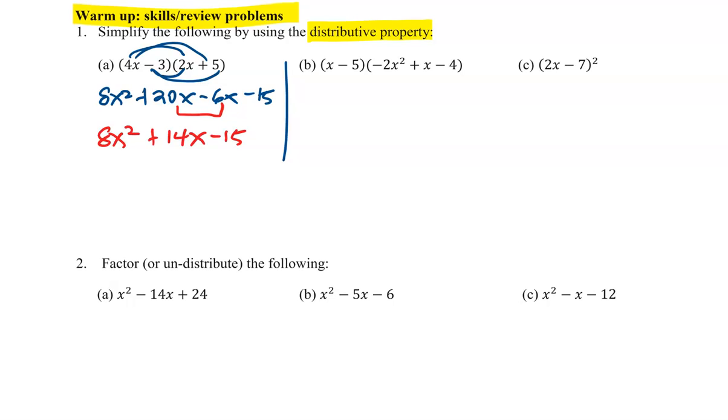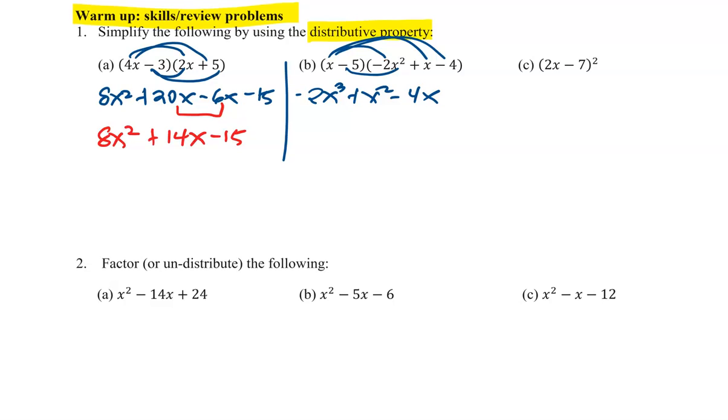B, x minus 5 times negative 2x squared plus x minus 4. First, let's distribute x. x times negative 2x squared is negative 2x cubed. Then x times x is x squared. x times negative 4 is negative 4x. Then let's distribute negative 5. Negative 5 times negative 2x squared, negative times negative is positive, 10.